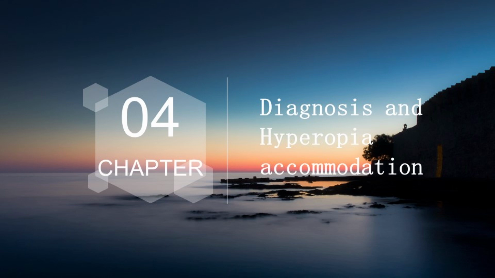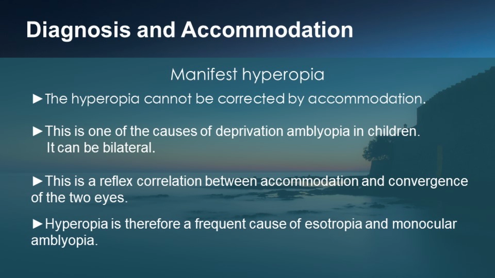Diagnosis and hyperopia accommodation. Manifest hyperopia: the hyperopia cannot be corrected by accommodation. This is one of the causes of deprivation amblyopia in children. It can be bilateral. This is a correlation between accommodation and convergence of the two eyes. Hyperopia is therefore a frequent cause of strabismus and monocular amblyopia.